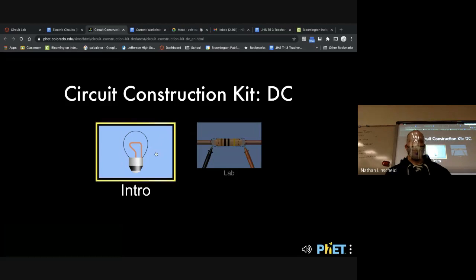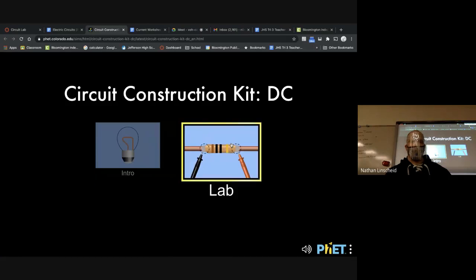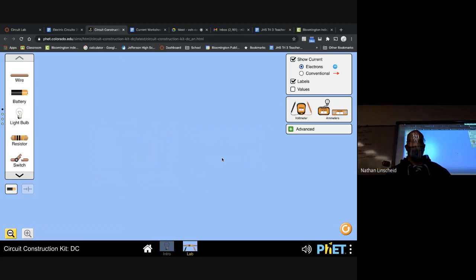And really, you can use the intro or the lab. It doesn't really matter, I don't think. But you click on that. All right, for now, just pay attention. Don't do anything on your computers. Okay.